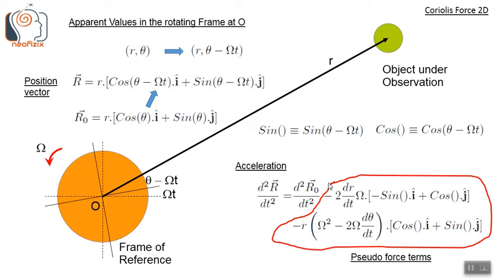The acceleration term now has additional terms when compared to the inertial frame acceleration. This double derivative of r naught, that is d square r naught by dt square vector, is the acceleration we see in the inertial frame. These extra terms, that is the tangential term 2 dr by dt omega and the radial term r into omega square minus 2 omega d theta by dt, these are called the pseudo force terms or fictitious force terms. From these excess terms, we get the Coriolis force.